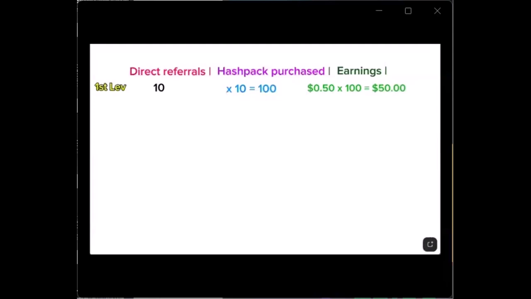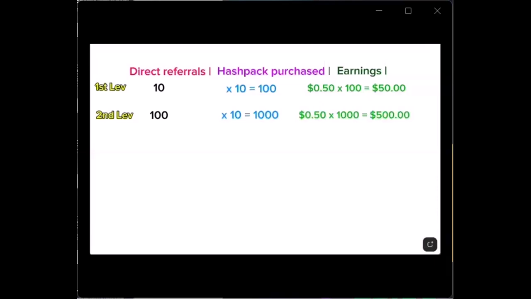But it doesn't stop there. If your 10 referrals each invite 10 others, that is 100 people on your second level. If each of these 100 people also purchases 10 hash packs, that is 1,000 hash packs in total for your second level. Let's multiply that by 50 cents and your earnings is $500 from their purchases.